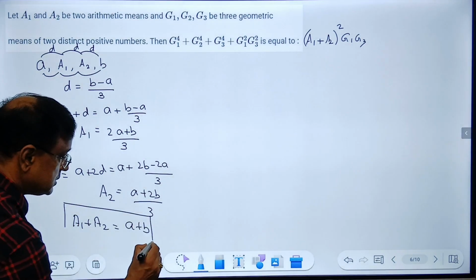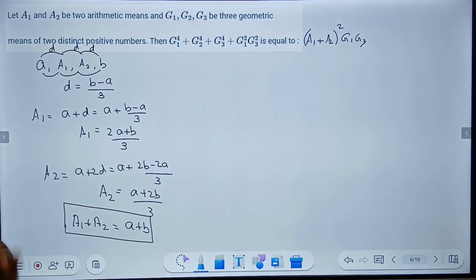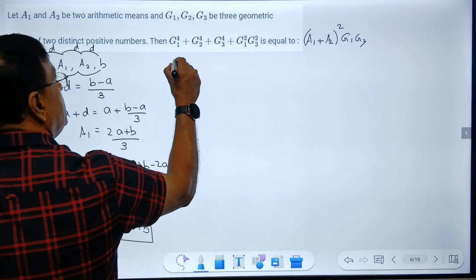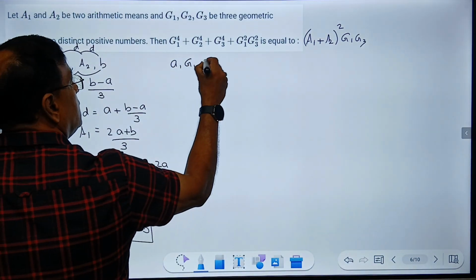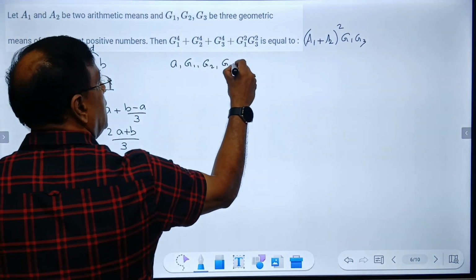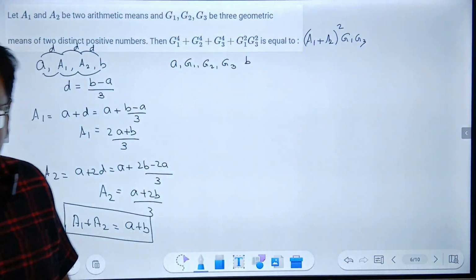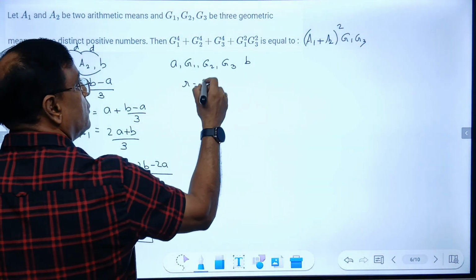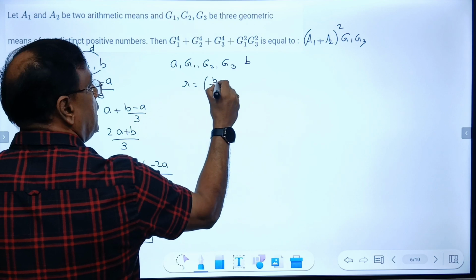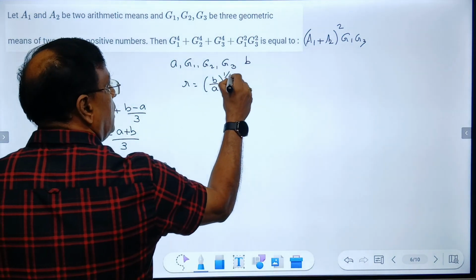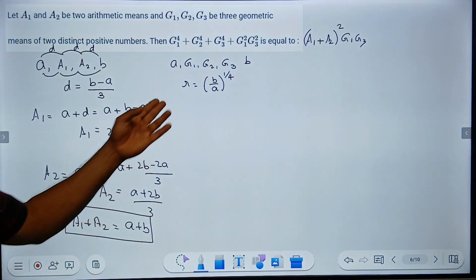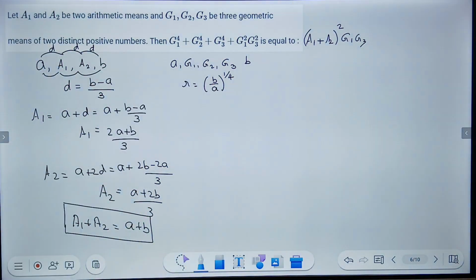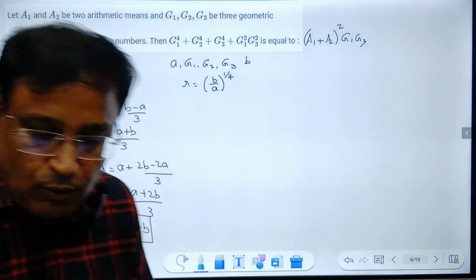Let me keep this. This is required for me. So that part is completed. Now let us deal with the geometric mean. You have a, g1, g2, g3 are the geometric means between them. Correct? So what will be the common ratio? 1, 2, 3, 4. So it will be (b by a) whole power 1 by 4. Or you can say the fifth term is a into r power 4. From there you can find r equal to (b by a) whole power 1 by 4.